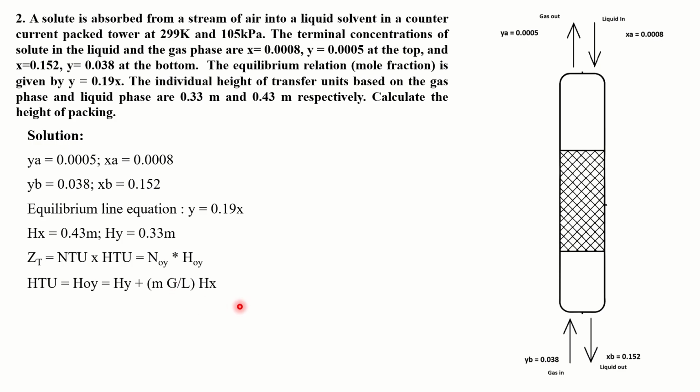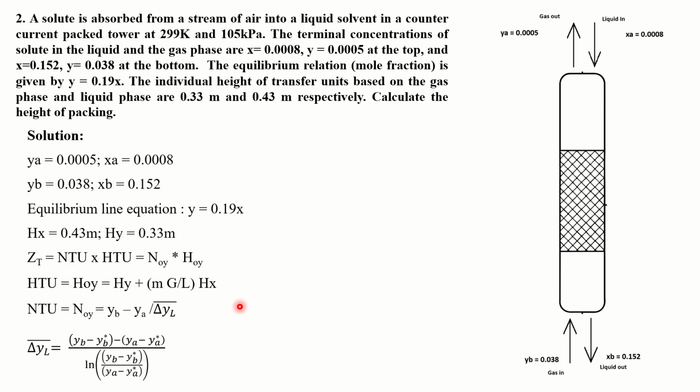Then G by L, the flow rate ratio of gas to liquid, is not given. So first we have to find it out, and only then can we calculate the height of a transfer unit. So how to find out this ratio G by L? We can make use of the material balance equation based on solute in order to find out G by L.